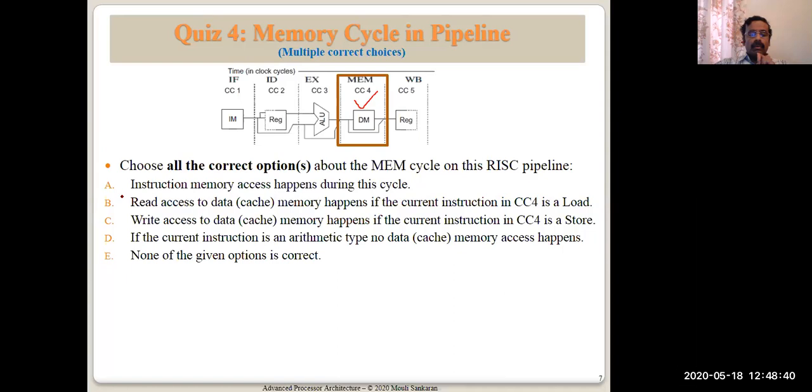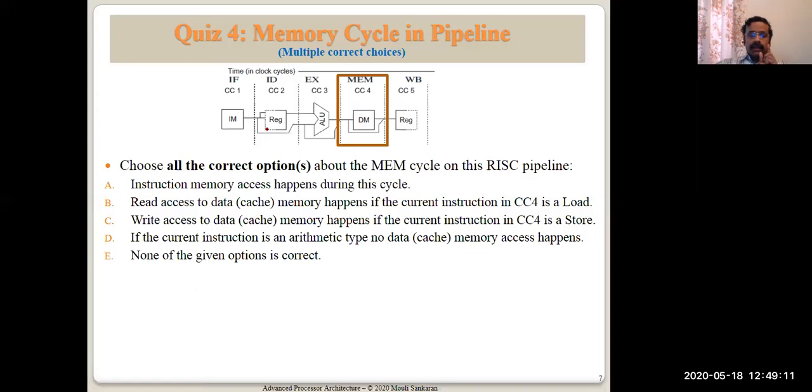Now, let us read it. Instruction memory access happens during this cycle. It is clearly shown that this is the data memory. Instruction memory access is happening here only. So this statement is incorrect. I'm sorry, 25 of you have selected it. Okay, let me tell you why. I don't know why you are going wrong here.